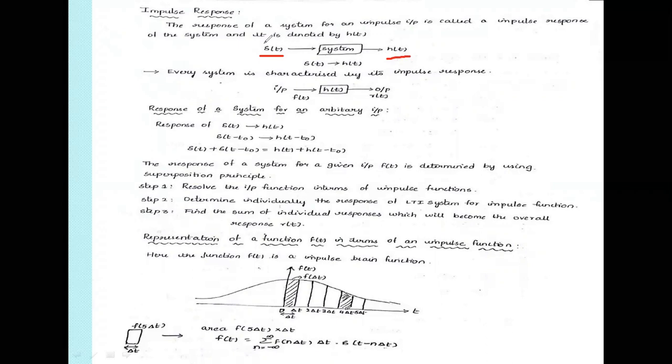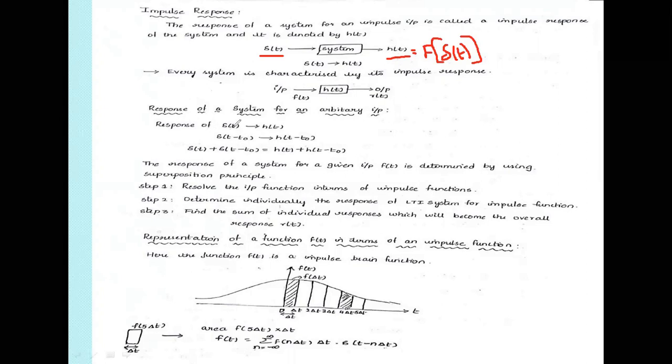Delta of t. If delta of t passes through the linear time invariant system, already we discussed the linear system and the time invariant system, combining them, h of t is a function of delta of t. If the input is the impulse signal, which passes to the system, we get the response. That response is the impulse response. Every system is characterized by its impulse response, h of t. In general, we represent it as h of t.